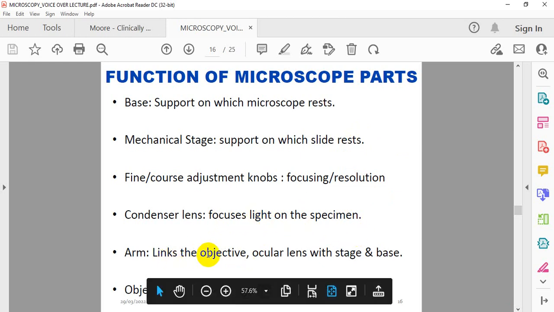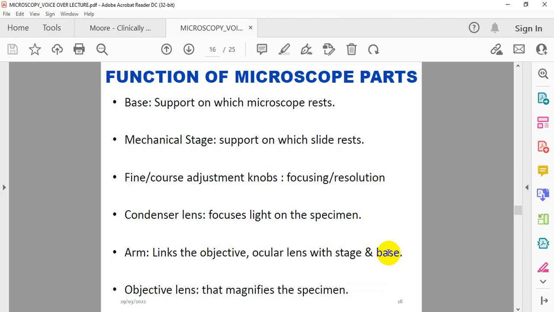The arm is where we hold. It links the objective, the eyepiece lenses, and the base of the microscope. So that's where we hold. But if you are holding the arm, you have to support the base with your palm, so that if the arm breaks or is disconnected, or anybody hits you, the microscope will not fall down. So you support the base of the microscope with your hand or palm.